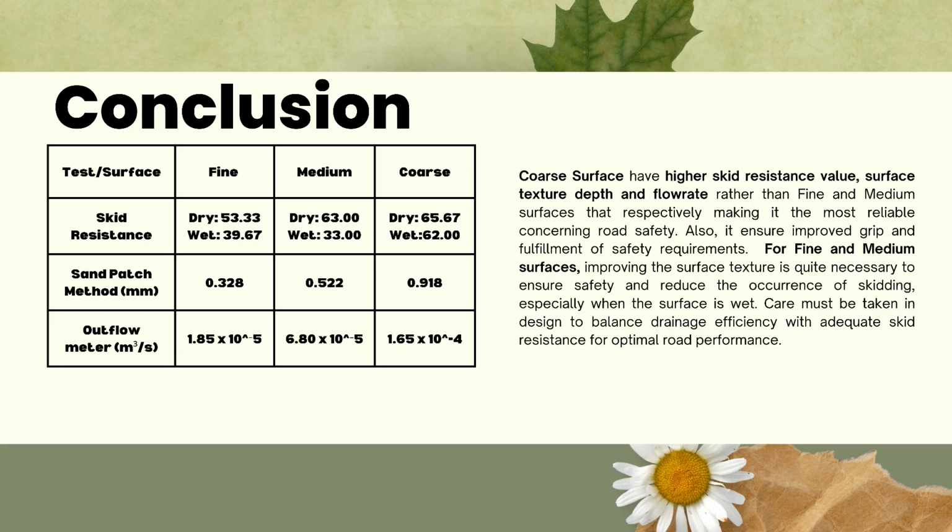The coarse surface has higher skid resistance value, surface texture depth and flow rate than the fine and medium surfaces respectively, making it the most reliable concerning road safety. Also, it ensures improved grade and fulfillment of the safety requirements. For fine and medium surfaces, improving the surface texture is quite necessary to ensure safety and reduce the occurrence of skidding, especially when the surface is wet. Care must be taken in design to balance the drainage efficiency with adequate skid resistance for optimal road performance.